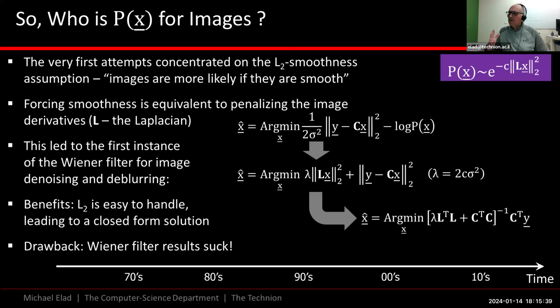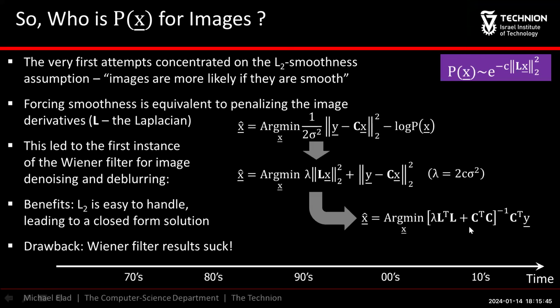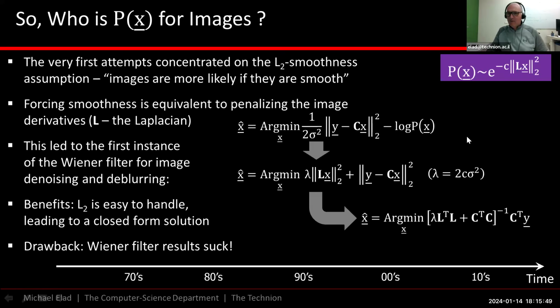Why, in your opinion, is it ugly? Not all images are smooth. Or, put more broadly, the guess of P of X is wrong. You are wrongly guessing P of X, and what do you expect? You get poor results. Okay? So let's keep guessing. So people moved on.